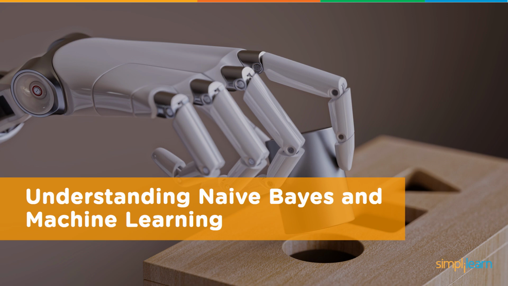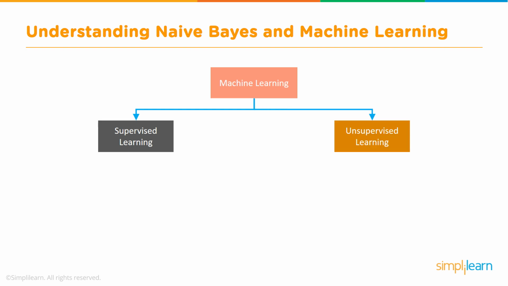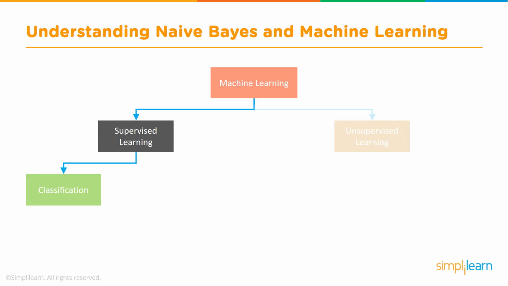Understanding naive Bayes and machine learning. Like with any of our other machine learning tools, it's important to understand where naive Bayes fits in the hierarchy. Under machine learning, we have supervised learning, and there are other things like unsupervised learning. There's also a reward system. This falls under supervised learning, and under supervised learning there's classification. There's also regression, but we're going to be on the classification side, and under classification is your naive Bayes.